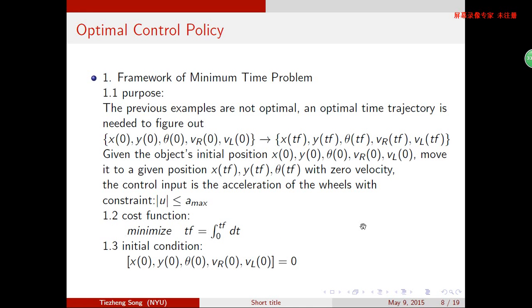Now I will talk about how to find the optimal control policy in this project. The previous two examples I showed are not optimal in both time and distance. And the speed of the wheels also needs to be controlled. So now the purpose turns into the following.